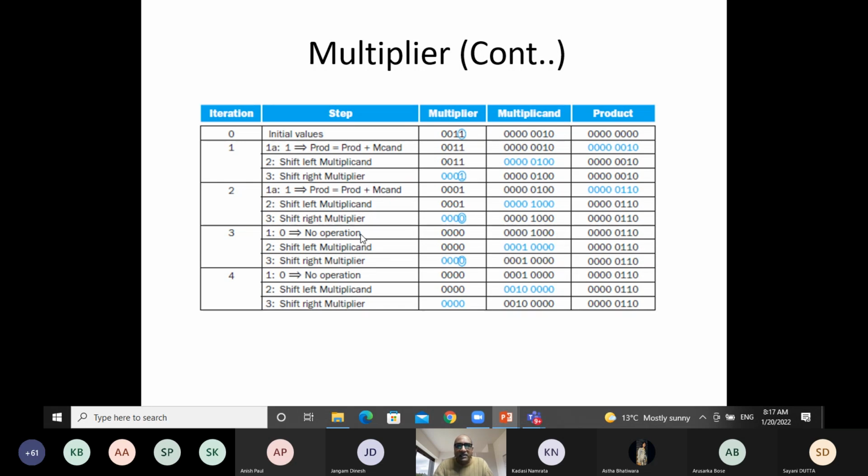So that way the remaining 2 shifts you can do it, but in the remaining 2 shifts the multiplier's rightmost digit is 0. So therefore you need not perform addition because the same thing will be the result. So you can see finally after the 4 rounds, 4 iterations, the product will be like this, and the multiplicand will have reached the rightmost position. So this way you can do that.